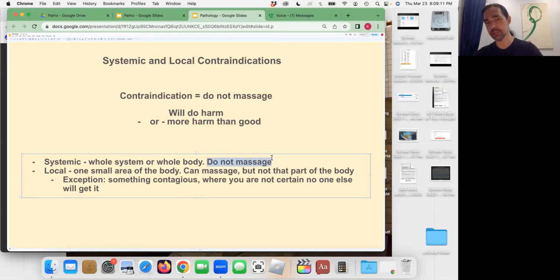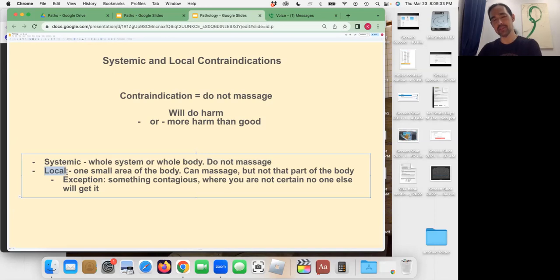And that means usually when you see a systemic contraindication, it means do not massage at all. You can't work on the person at all, anywhere. Sometimes you can work on the person if a doctor gives you clearance. Sometimes you can't work on them at all. It depends on the nature of the condition. We'll go over some of those.